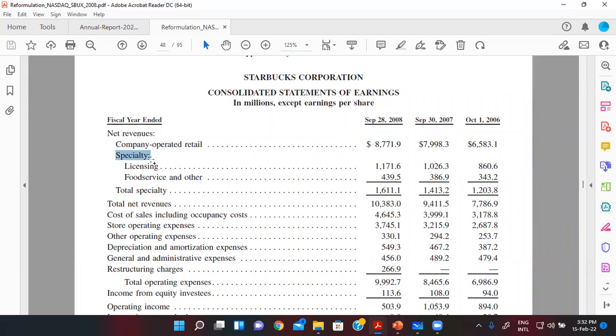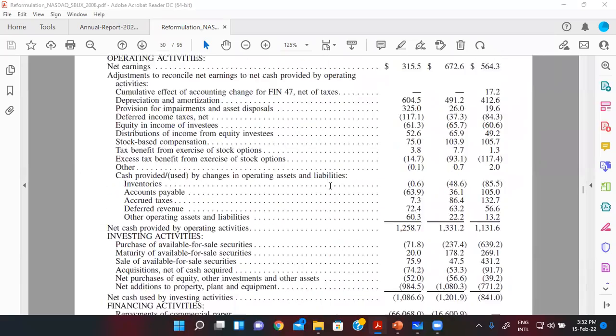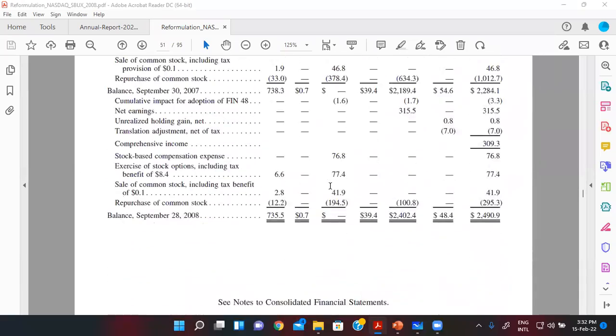Okay. So would you like to know how they have modeled their revenue? Would you like to see how the revenue from company-operated retail looks and how the revenue from specialty looks? Or would you like to believe that these are some abstract numbers, some nonsense numbers with no story behind them? Obviously, you need to find out the story of how they generate revenue.